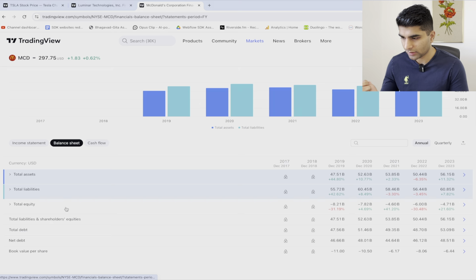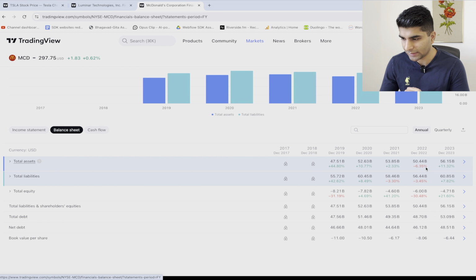Let's go to balance sheet. Here you see that the total assets, the 2023 one, is 56 billion and total liabilities is 60 billion, which essentially means if they ever go bankrupt, they will not be able to pay off all the debts. And that'll be a huge issue. The company will go insolvent and someone has to save them. I'm not saying that will happen, but it's always nice to have more assets than liabilities, even in life. So 60 billion is liabilities, and 56 billion is assets.